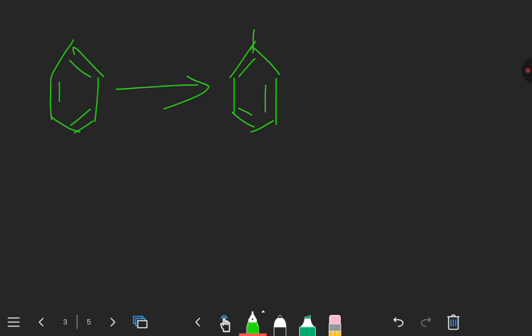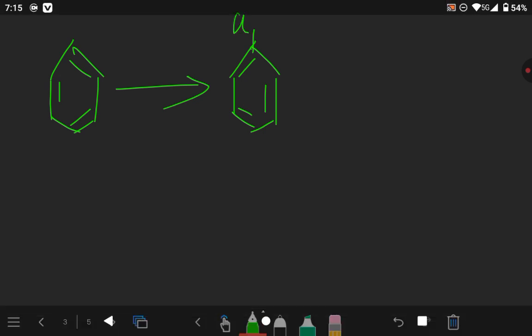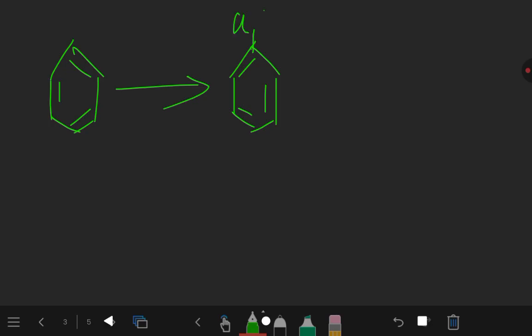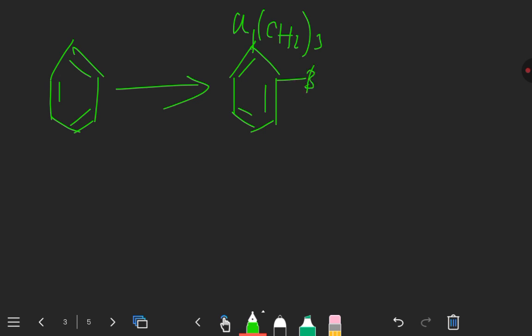So they formed this particular product. We have Cl, open brackets, then CH2, the 3 outside there. Then there we had a bromine.